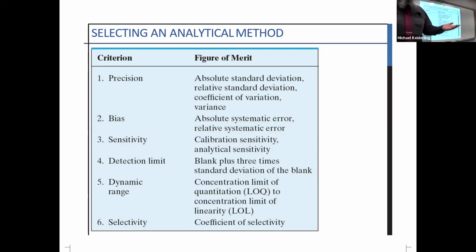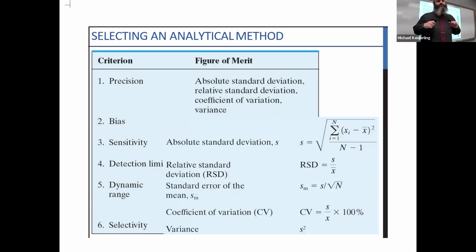Dynamic range is the concentration limit of quantitation to the concentration limit of linearity. So the concentration limit of quantitation is sort of the smallest value you can measure. The concentration limit of linearity is the point where your measurement starts to saturate and you start losing linearity. And then selectivity is the coefficient of selectivity, which has to do with how well you're able to differentiate between various things in a mixture. And here are some formulas for things like standard deviation, absolute standard deviation, relative standard deviation, the standard error of the mean, the coefficient of variation, and variance.